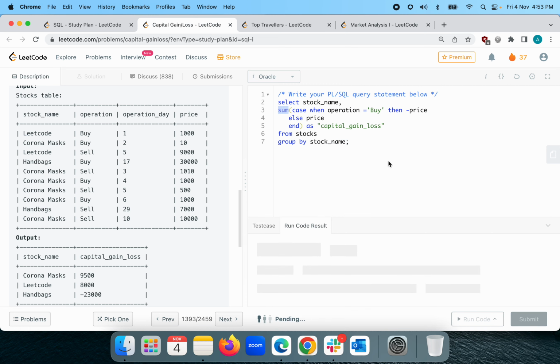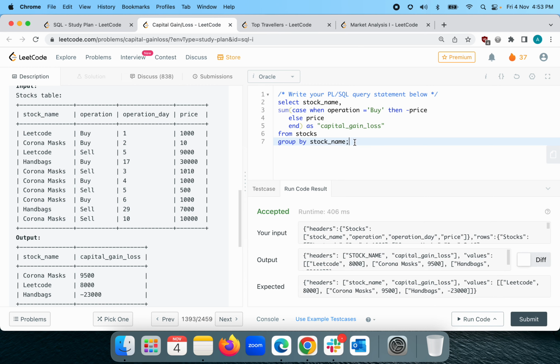So let's run it. I think this question is clear. If you are having any kind of doubt in this solution, you can ask in the comment section. I will be happy to answer.